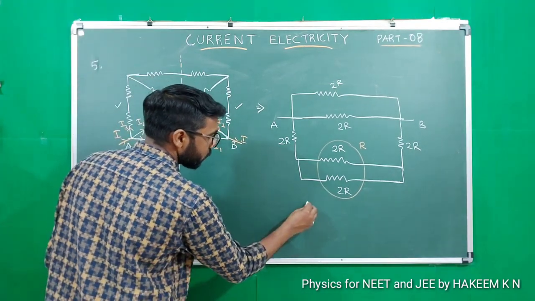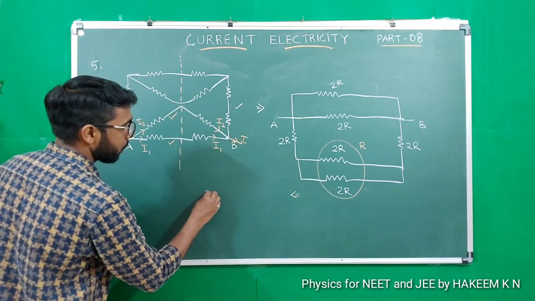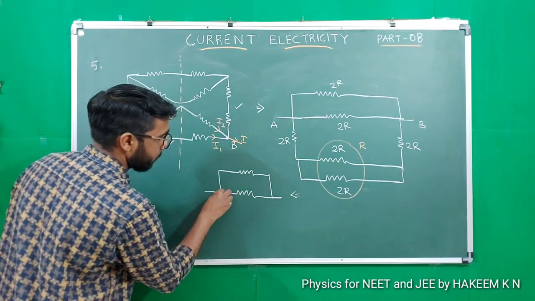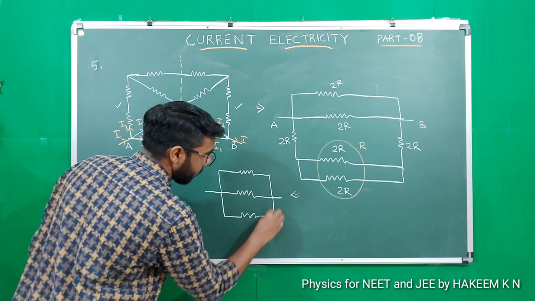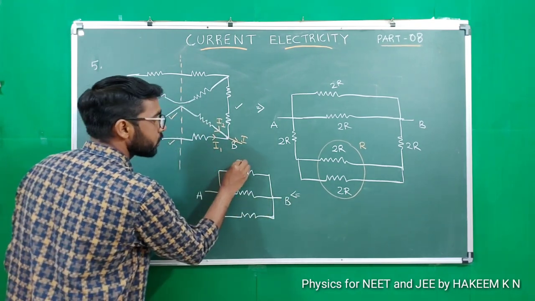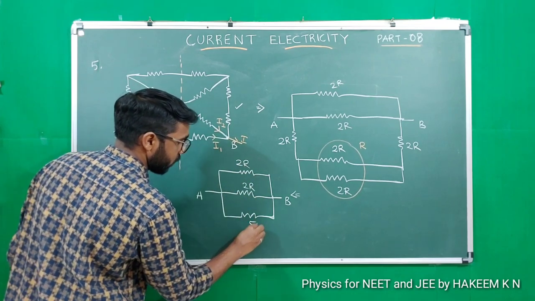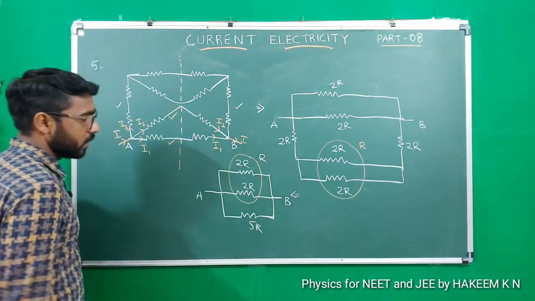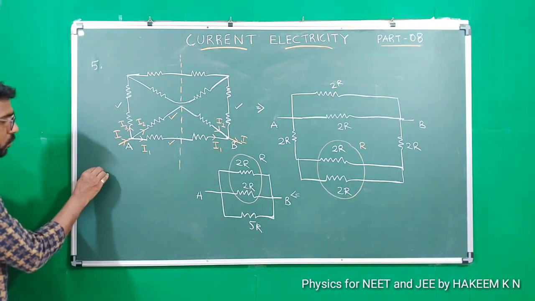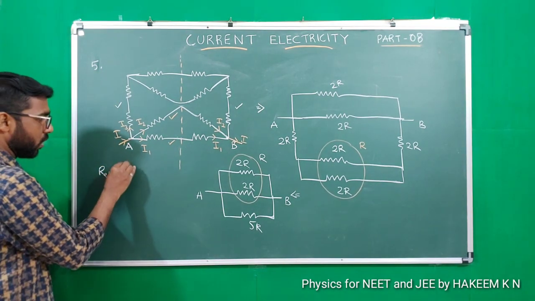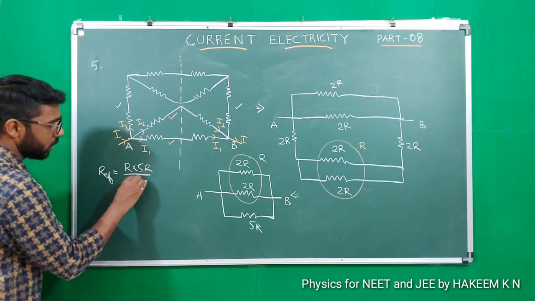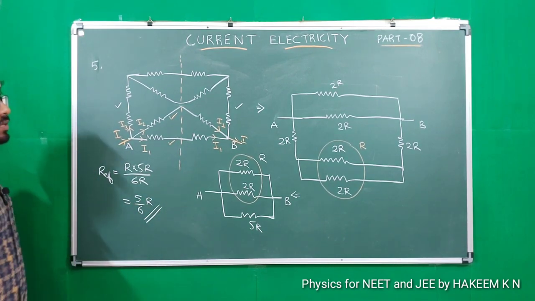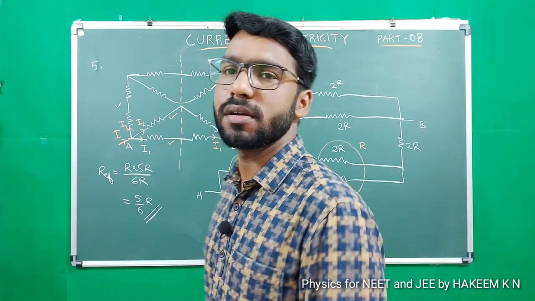So again drawing the equivalent network. B here, A here, 2R, 2R, 5R. Now 2R, 2R parallel, we will get R here. And R and 5R are parallel. So R effective equal to R1 R2 by R1 plus R2, R into 5R by 6R. We will get 5 by 6 R is the right answer.